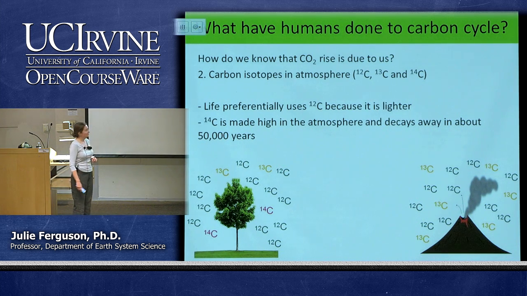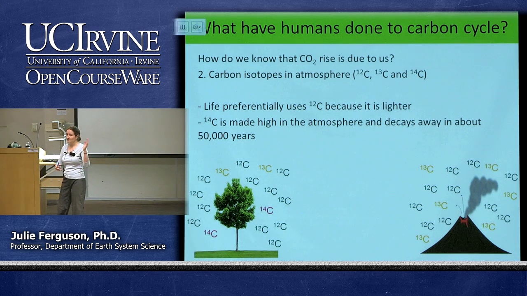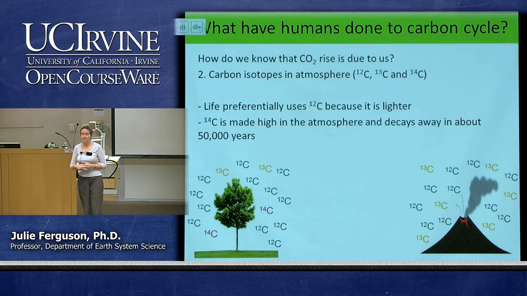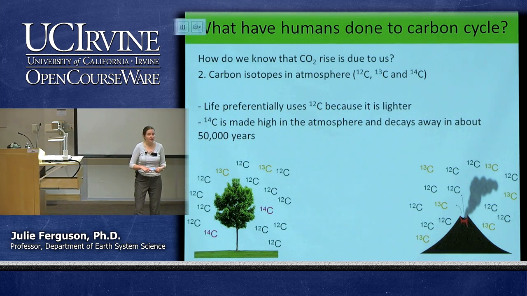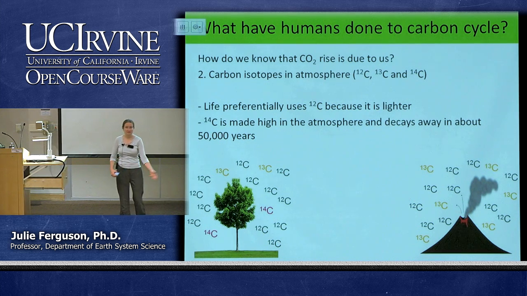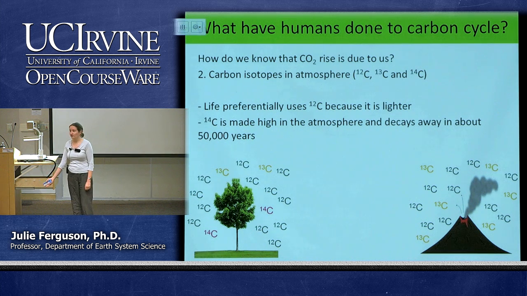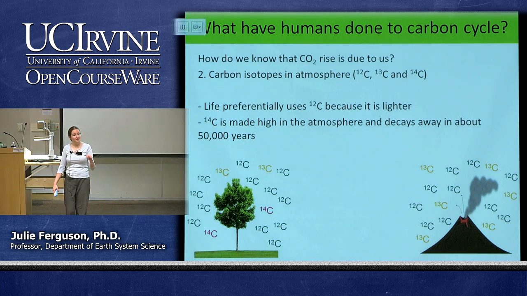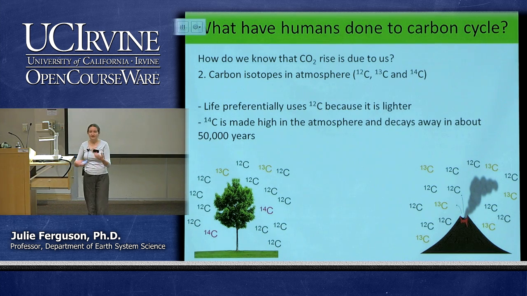And so what we can do is look at these different sources of carbon dioxide to our atmosphere and look at what ratios of carbon-12, 13, and 14 they have in them. So for example, if we look at trees, life is pretty lazy. I'm pretty lazy. Don't know about you, but if I get the option of lifting something really heavy or something pretty light, I'm going to go with the light one. And that's what life does. It much prefers carbon-12 because it's really light. It's easier for plants to process.